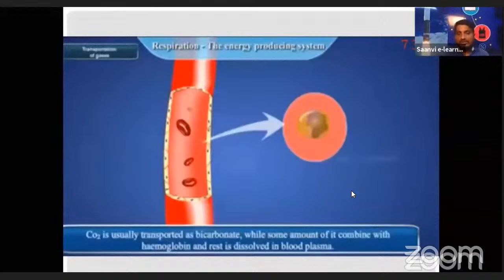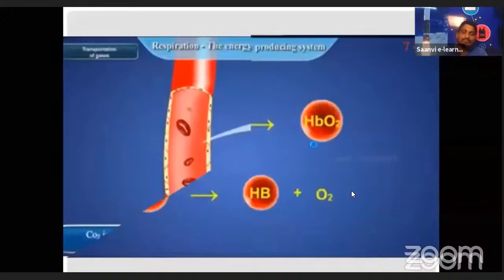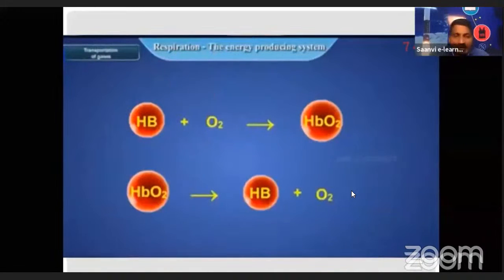Okay, see here, it is clearly shown in the figure. Please look at the screen, how that amount of carbon dioxide combines with hemoglobin and the rest is dissolved in blood plasma. See here, on the right side in the circular, it is showing how it is dissolved in blood plasma. Then next, look at the screen, all of you.